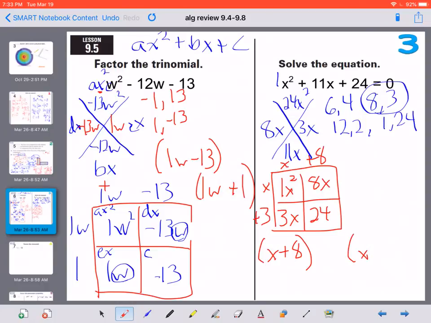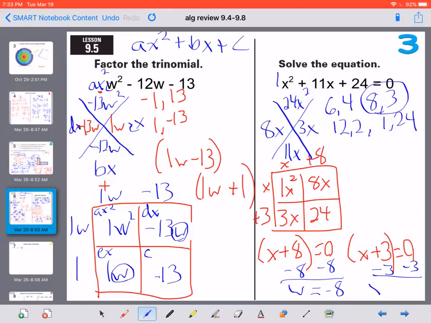and x plus 3. Now, the reason I put those so far apart is because we have these equal to 0. So to solve this, we need to put both of these equal to 0. Here I'm going to subtract 8 to get x equals negative 8. Here I'm going to subtract 3 to get x equals negative 3.